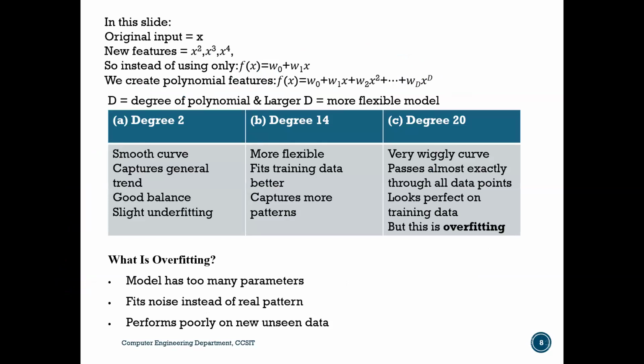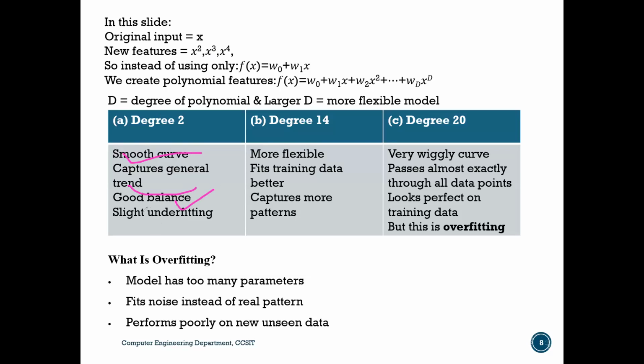So if we have this, the new features will be x to the power 2, degree 2, degree 3, degree 4, like this. Degree of the polynomial. So degree d, if large, means a more flexible model. It will be more flexible, yes, definitely, because you added several features. But it is not that you should add many features, because then there will be an overfitting issue. Here, degree 2 will be a smooth curve that captures general trends, a good balance, and slightly underfitting.